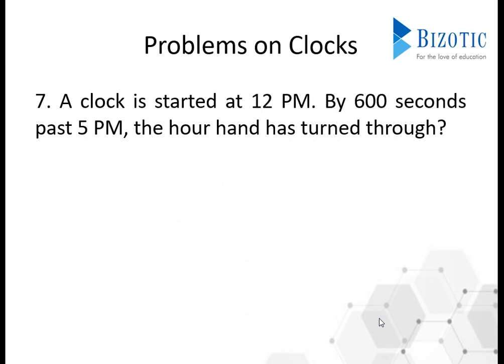A clock is started at 12 p.m. By 600 seconds past 5 p.m., the hour hand turned through what angle? To make it clear, you can look at the options. This is a very simple problem to solve.